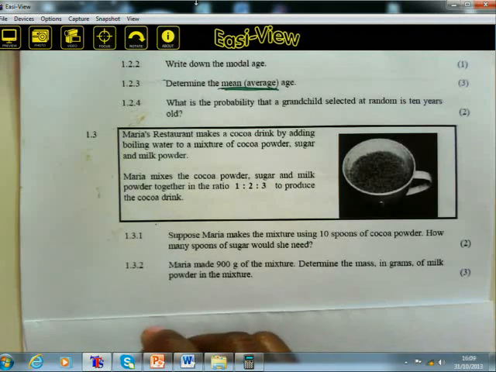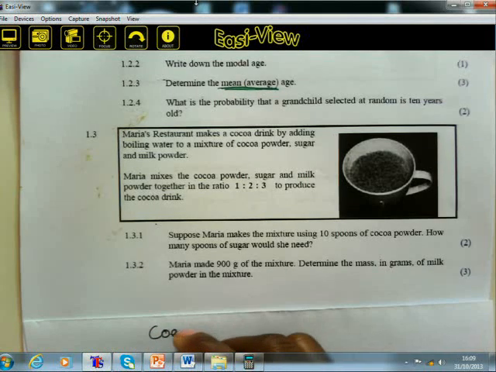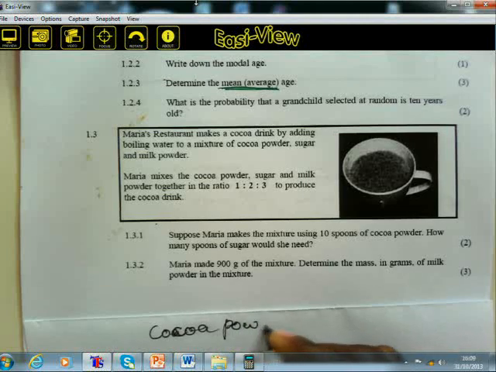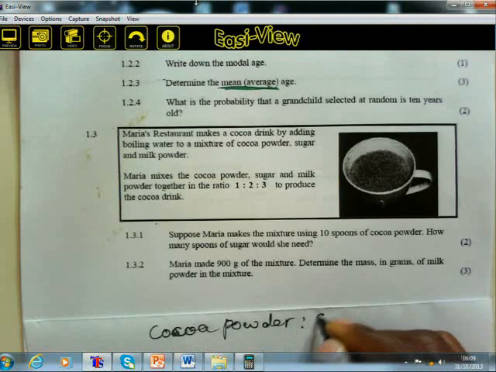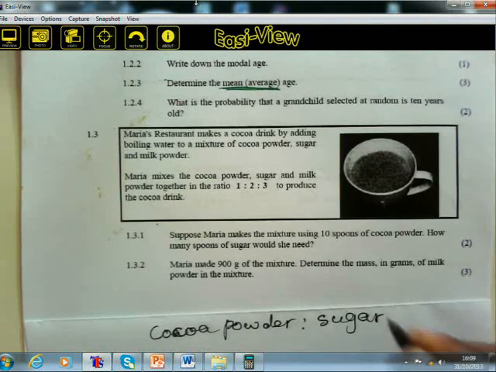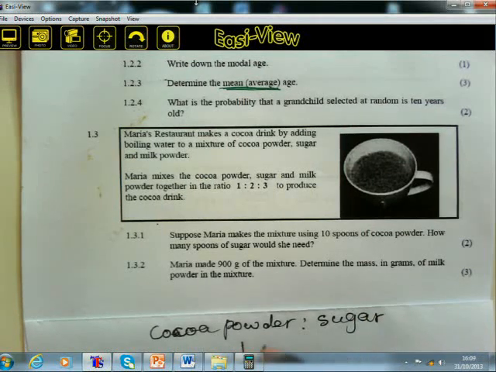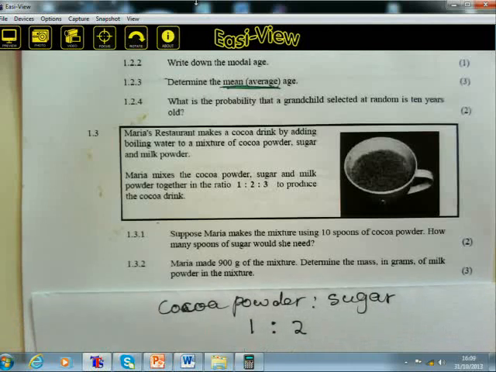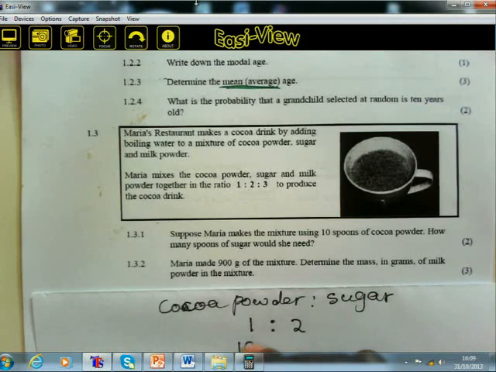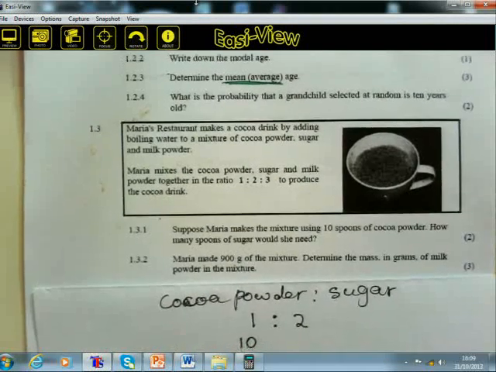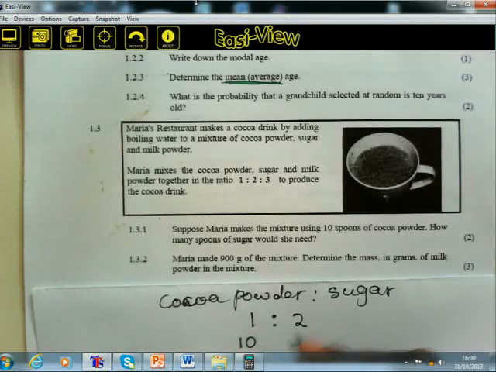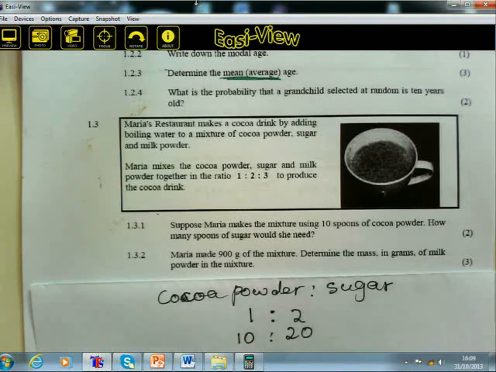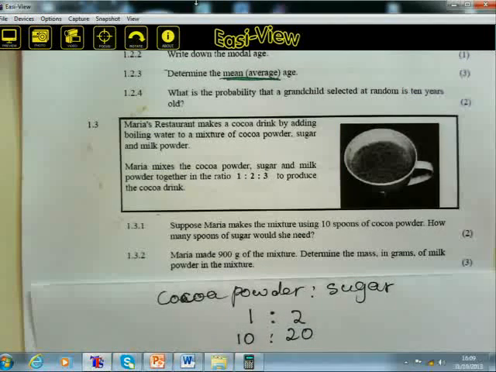We only use the ratio for cocoa powder to that one of a sugar. So the cocoa powder to sugar ratio is 1:2. Now, if there are 10 spoons of cocoa powder, how many spoons of sugar will be there? If there are 10 spoons, perfect. There will be 20 spoons of sugar.